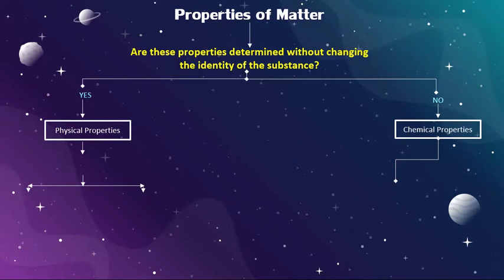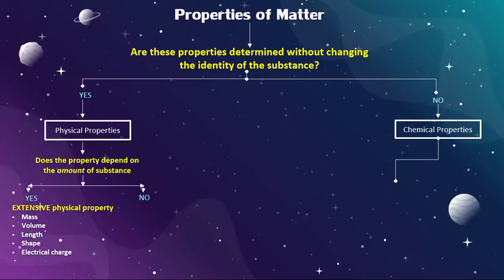The next question you want to ask yourself is, does the property depend on the amount of the substance, the amount of matter present? If the answer is yes, then we have what we call an extensive physical property. Extensive physical properties depend on the amount of matter present, so there's usually a value associated with that property that can change, that is not constant. For example, mass, volume, length, shape, and electrical charge are all examples of physical properties that have values associated with them that can change. For example, you can have 5 grams of water or 5 milliliters of water, and you can also have 5 liters of water and still call it water because it can change based on the amount present.